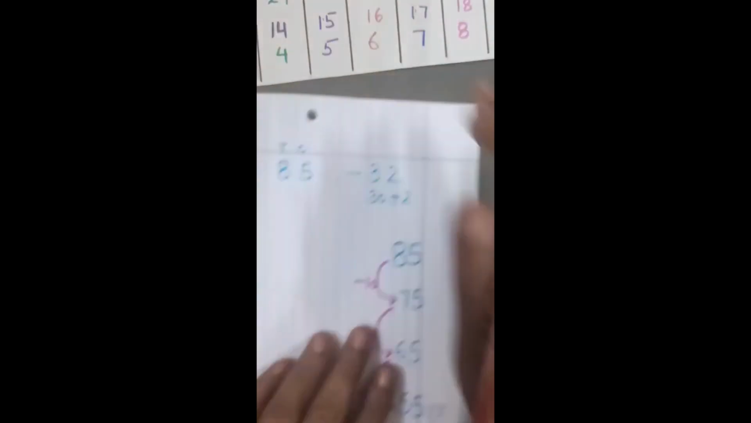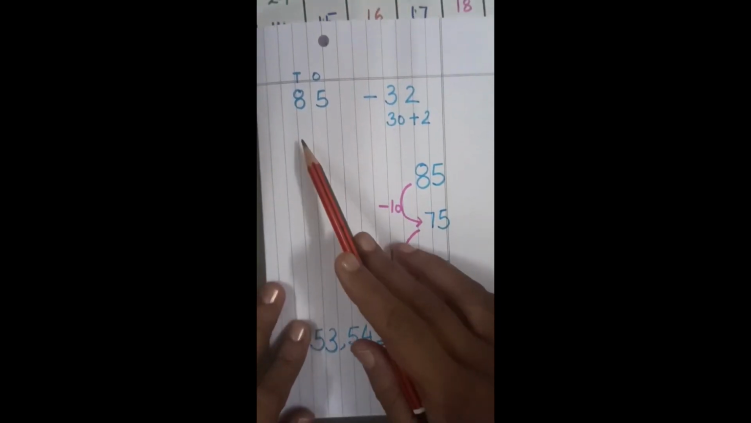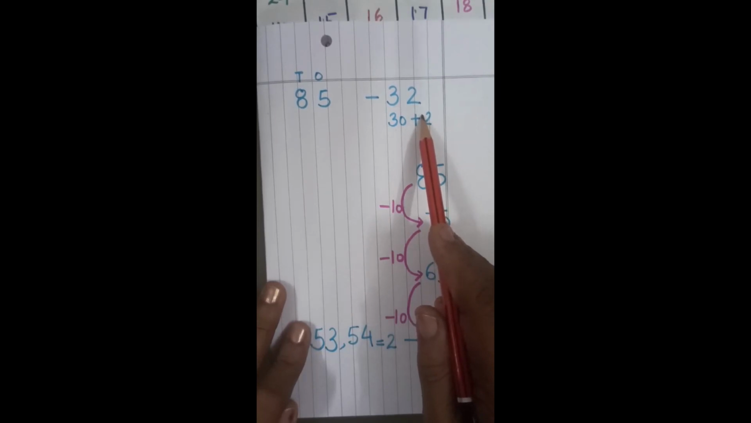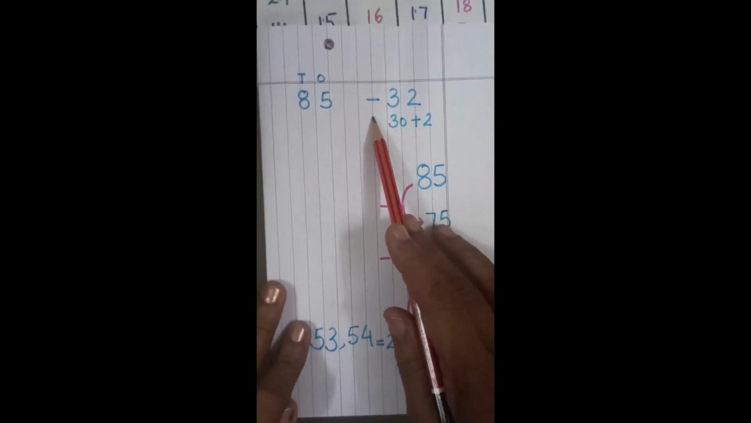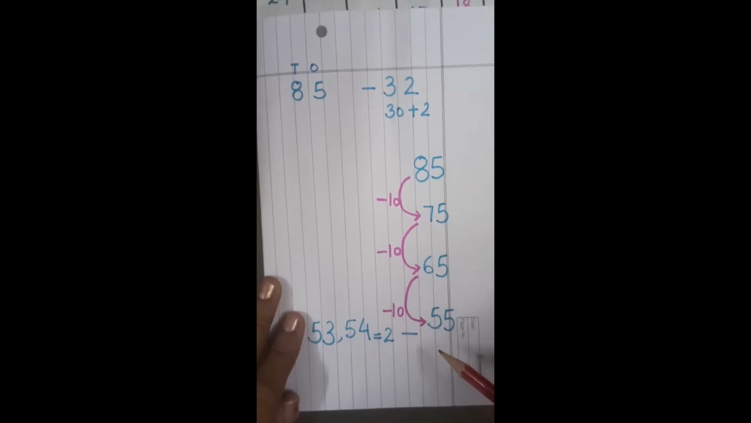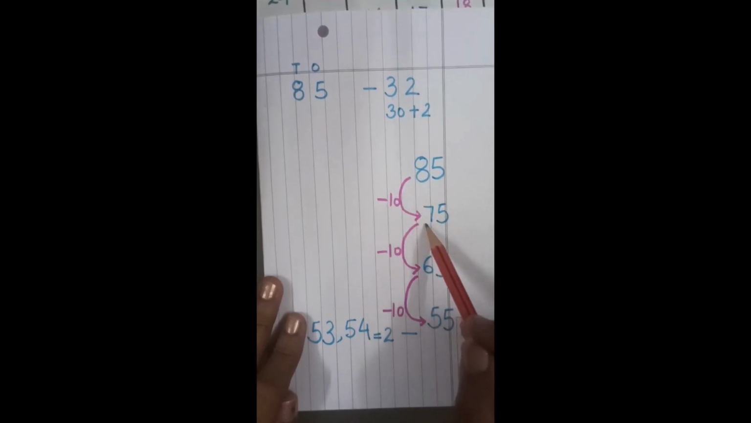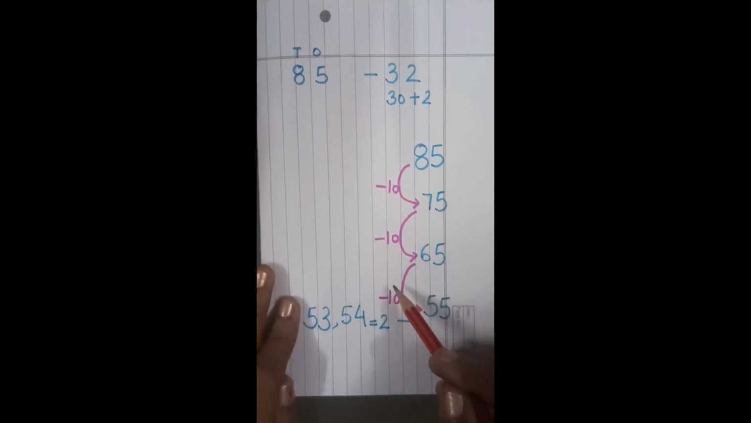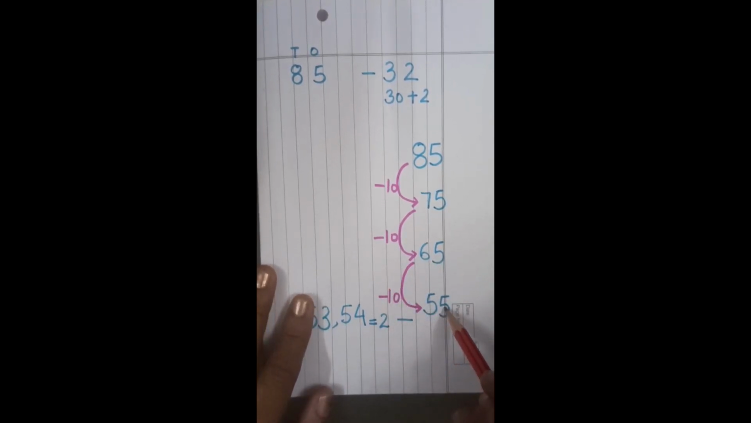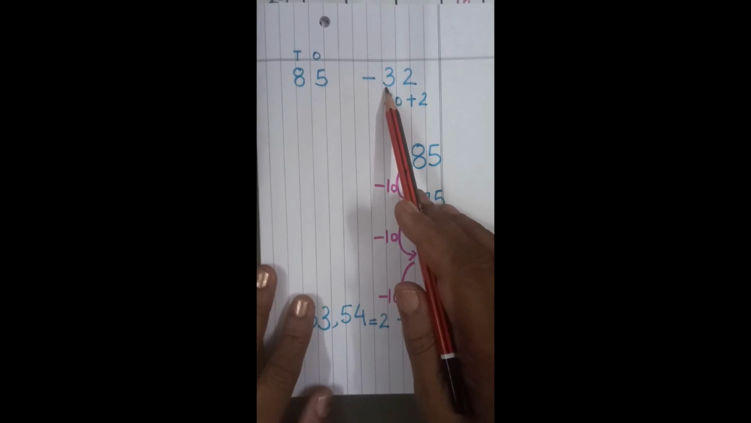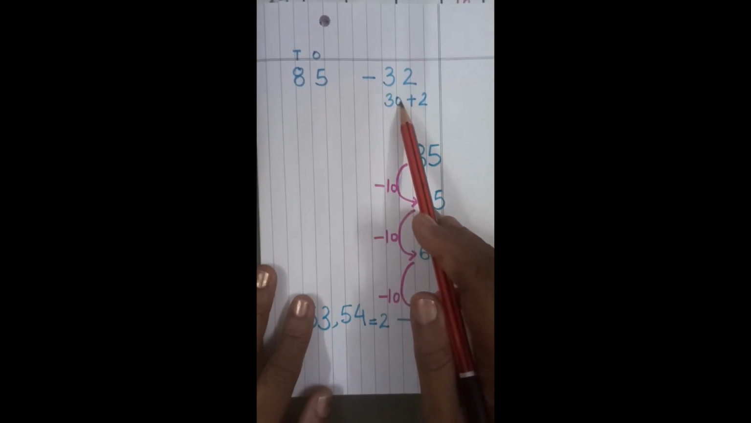So we come back to our example. Here was the example for you, 85 minus 32. So 30 and 2. We have to subtract, so we have to come down. That means we have to decrease the value at the tens place. So 85 minus 10 will become 75. One time decrease by 1, 8 will become 7. Then again we decrease by 10 and we have 65. We decrease again by another 10 and we have 55. So we have to come down 3 times, or 3 tens, right?